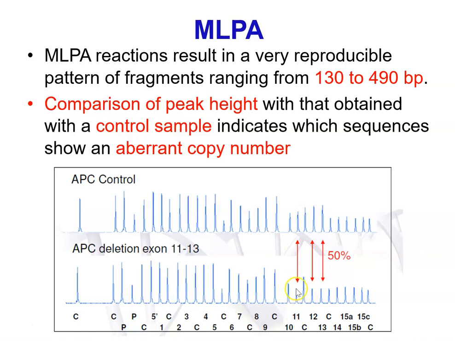And what that means is that exon 11, which is where this probe set binds, there is only one copy of it. So basically one copy of the APC gene has lost exon 11, exon 12 and exon 13 because the peak heights are all about 50% of where they should be. So that's how we score it. We're just looking at peak heights and also area under the curve and using that to assign gene copy number. This is diploid, 2 copies. This is just 1 copy because exons 11, 12 and 13 have been deleted from the APC gene in this particular patient.